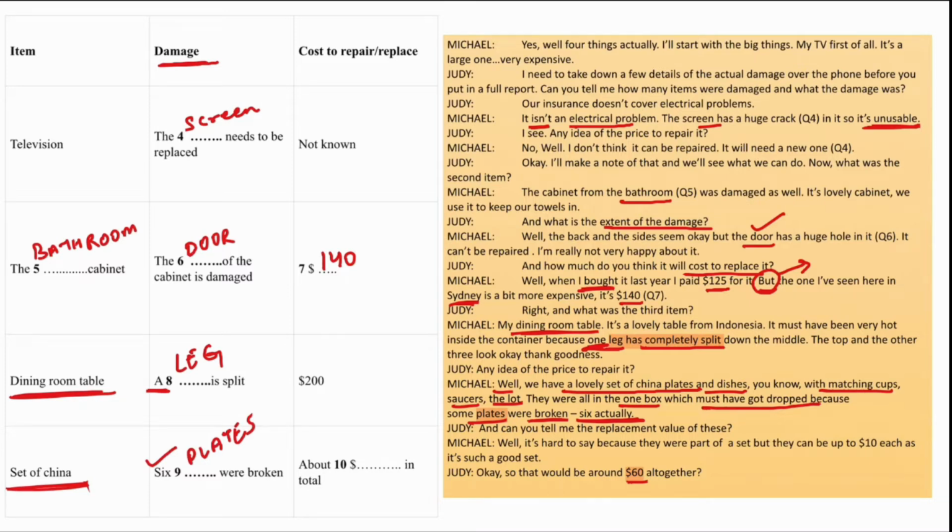So after that, Michael said, well, it's hard to say because they were part of a set, but they can be up to $10 each. So they are talking about 6 plates. So it is $10 each. That means altogether it is 60. So we are asked the total number only. So you will write 60, but not the dollar sign because the dollar sign is already written in the question paper. This is how you will write the answers in your fair sheet.